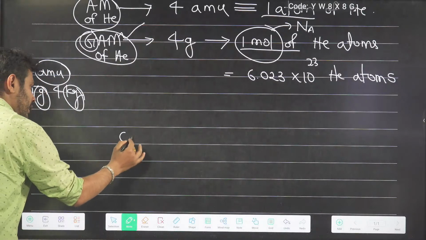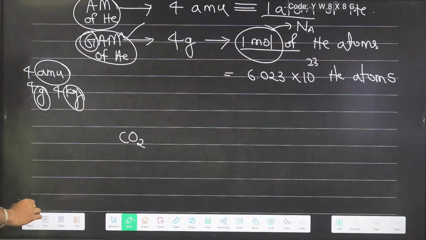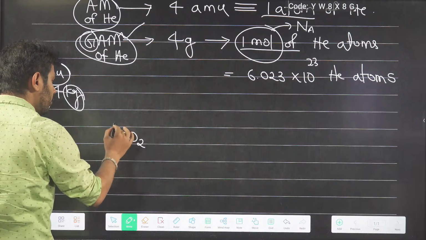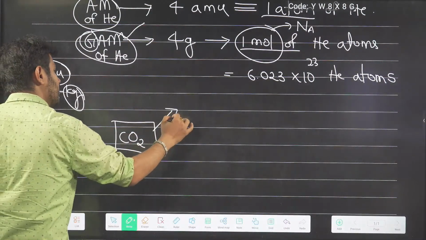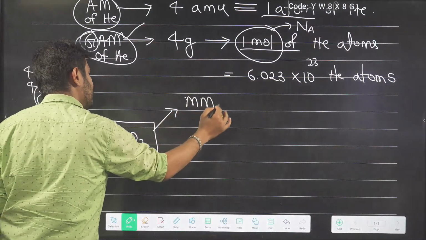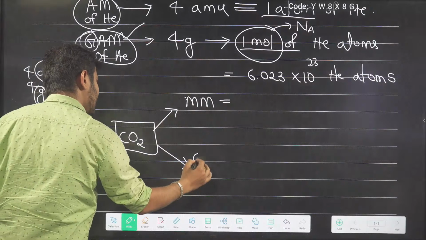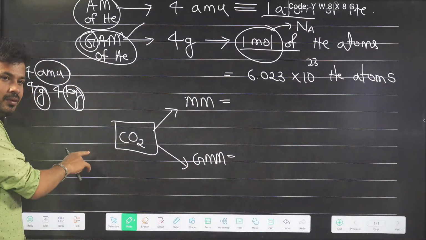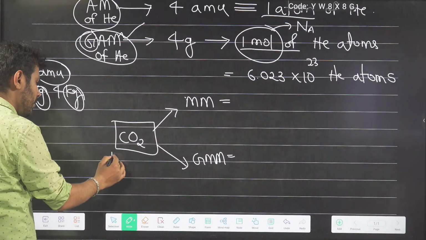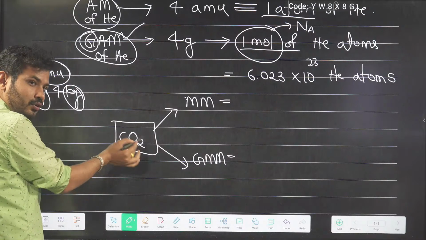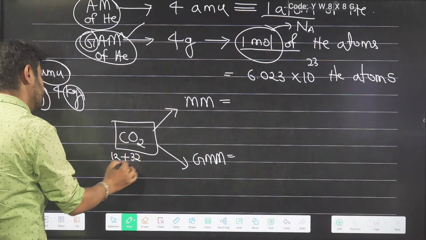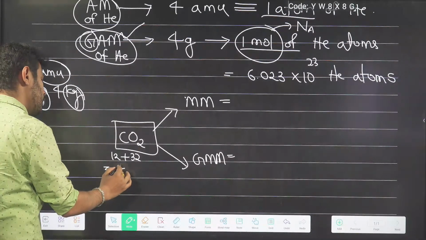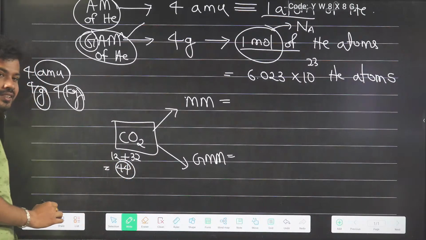So let us say I am taking CO2, carbon dioxide, as an example. For carbon dioxide, I want the molecular mass. What is the gram molecular mass of this? Nana, can you calculate carbon dioxide? One carbon is 12 plus oxygen 16, 2 is 32. So how much is it? 12 plus 32, 44. This is just the numerical value.